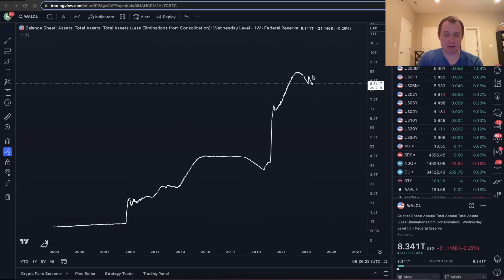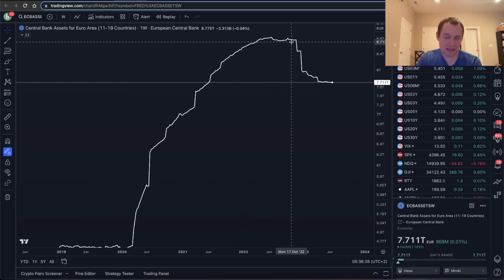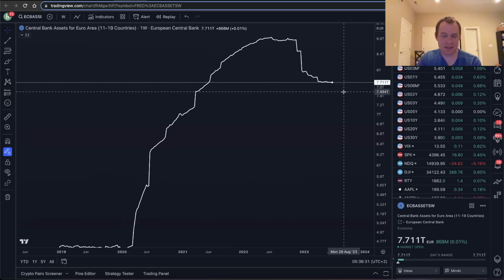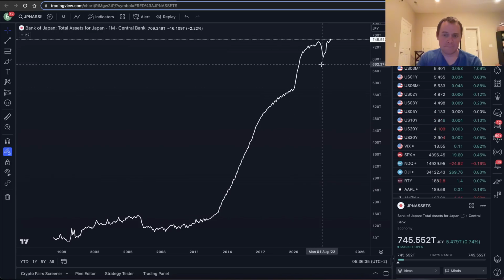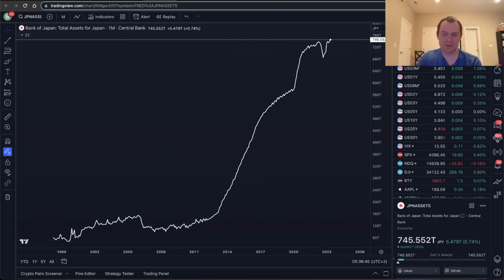Again, this is what the balance sheet looks like for the Fed. But if you go to look at the ECB, it looks a little bit different, right? I mean, you can see that it looks somewhat different. If you were to go look at Japan, it looks completely different. Now, you might look at this initially and say, whoa, the Fed is at 8.34 trillion, but Japan is at 745 trillion. You have to remember this is in their local currency. Okay, so it's important to convert that currency over to US dollars. That would probably help it make a little bit more sense.